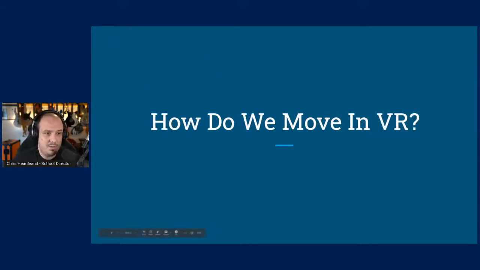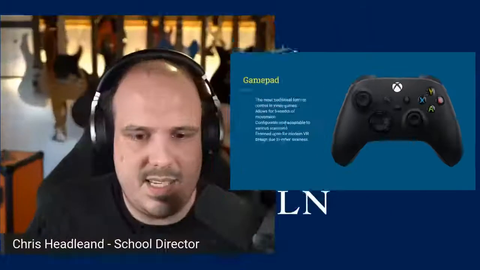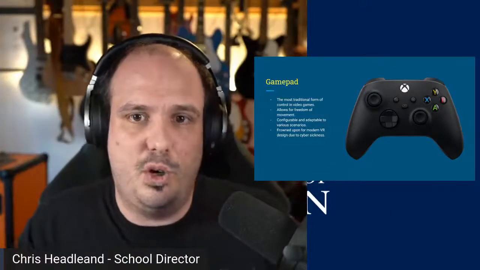So how do we move in VR? Now, there's various ways that we technically move. You're probably familiar with one of these things, a gamepad. This is the most traditional form of control in video games. And it's really good because it allows really quite a unique and full freedom of movement.